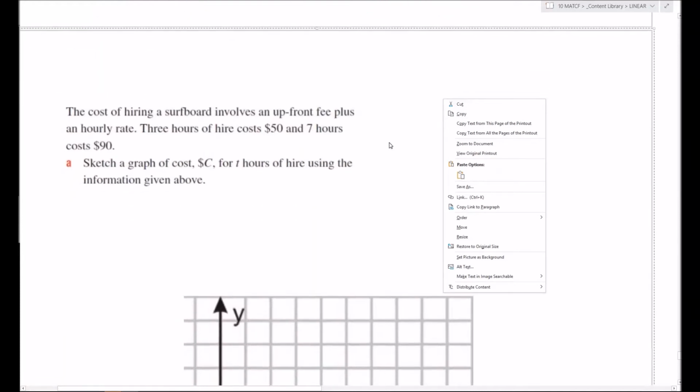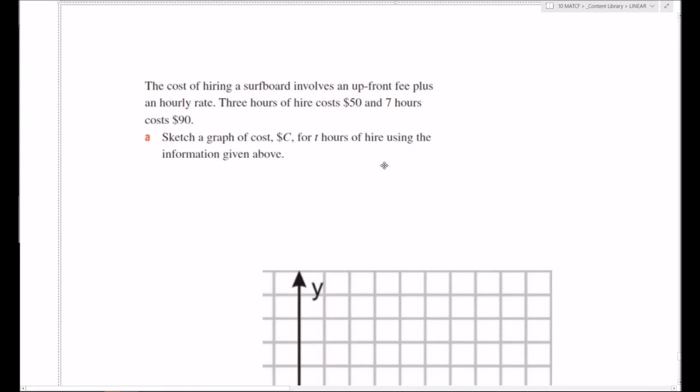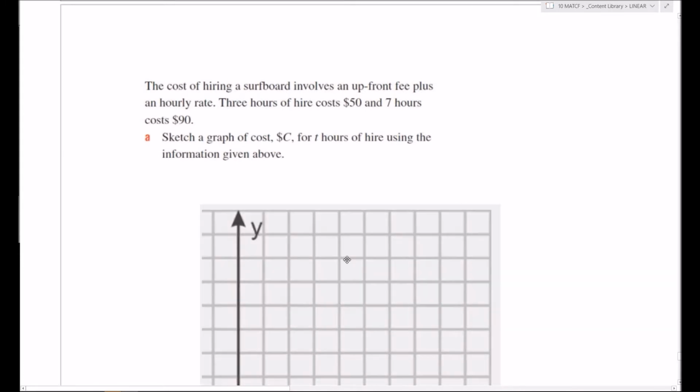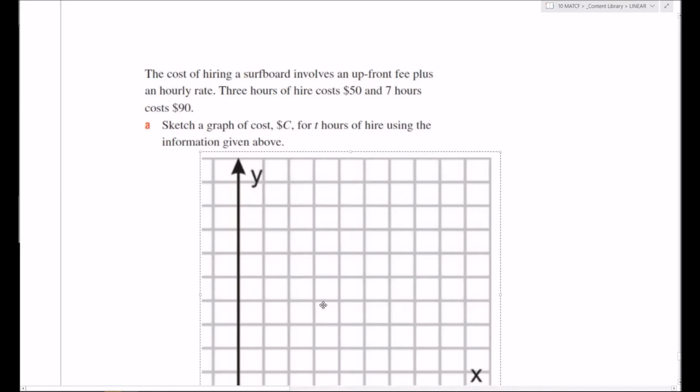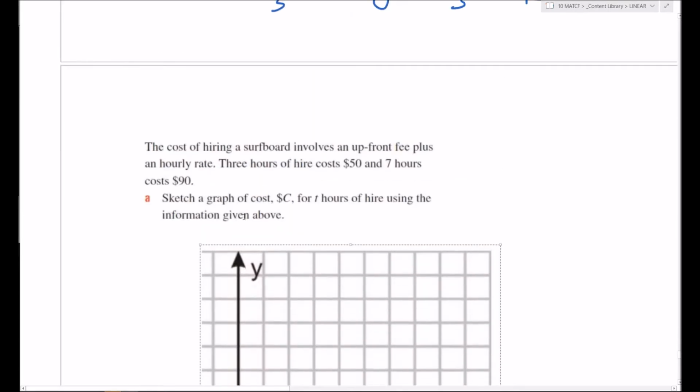Let's do this example. The cost of hiring a surfboard involves an upfront fee plus an hourly rate. Okay, the key information there is that there's going to be an upfront fee. So that means at the beginning, at the start, you've already got to pay something. And then after that, you've got to pay per hour. 3 hours of hire costs $50 and 7 hours cost $90. Sketch a graph of cost for t hours of hire using the information above.